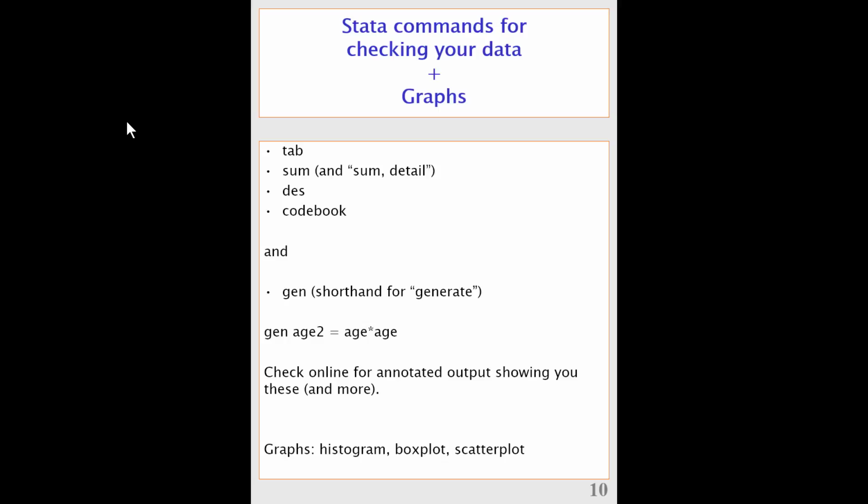A tab and the summary and the description and the codebook and the generate command or a graph, all that stuff, I assume that you either know it or are willing to figure it out on the go. All of this is actually mentioned in the wiki of the previous time, so this shouldn't come as a big surprise.